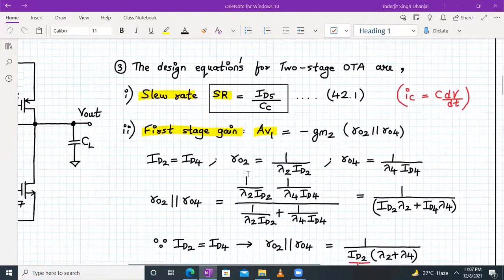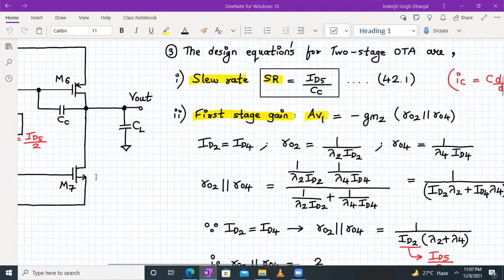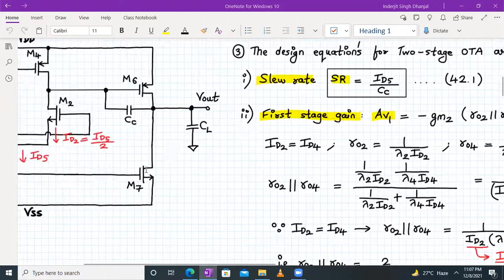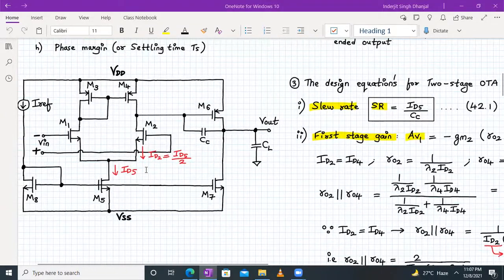Now, mind you, all these design equations are adopted from Allen Holberg's book. So let's continue further. We have the first stage gain. We know that the first stage is basically your single-stage OTA.